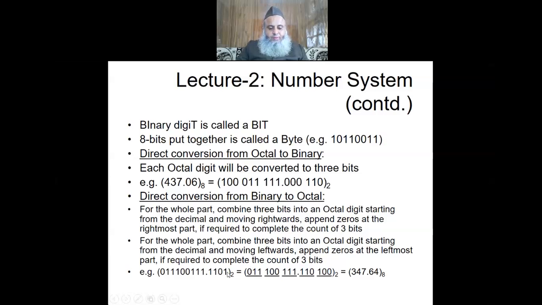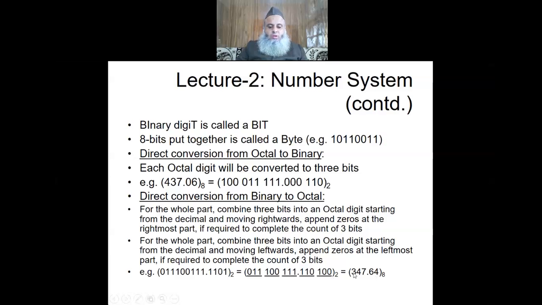Similarly, for the fraction part, I'll go rightwards and make 3 bits, 110. I'm left with just a single bit, so I must complete it to 3. I'll append zeros to the right part. So now I can write it: 011 is 3, 100 is 4, 111 is 7, and this 110 is 6, and this 100, after having appended those zeros on the right hand side, will be 4.